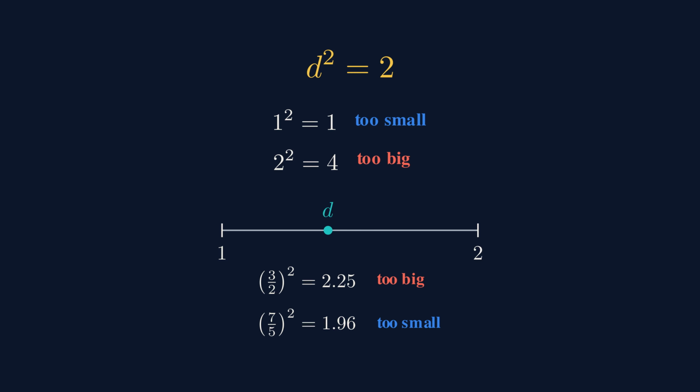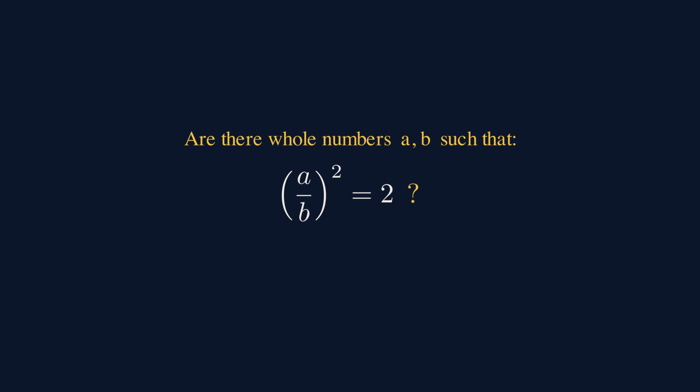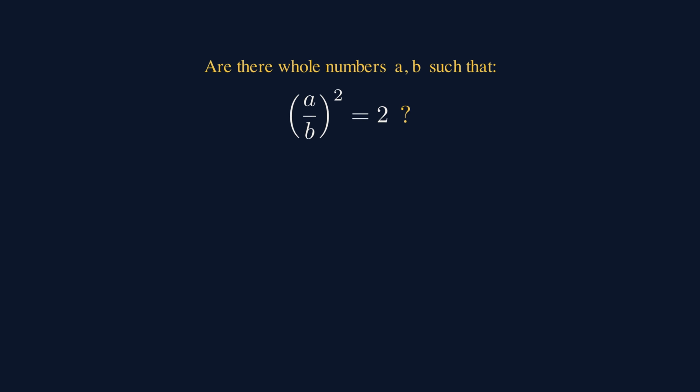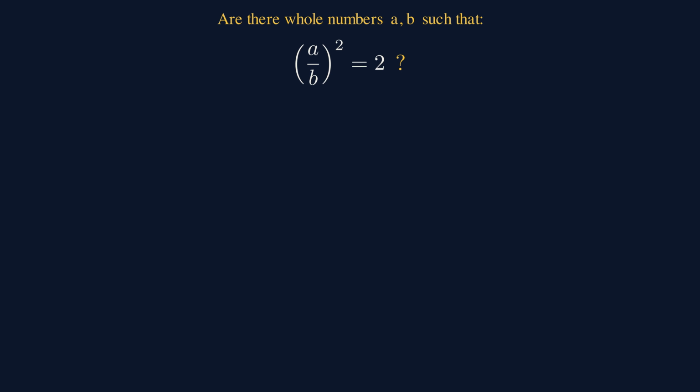Here's a sharper move. Instead of testing them one at a time, ask a single question. Are there whole numbers, a and b, whose ratio, squared, is exactly 2? Clear the fraction, multiply both sides by b squared, and it becomes a squared equals 2b squared. So suppose such a pair really exists, and take the smallest one there is.